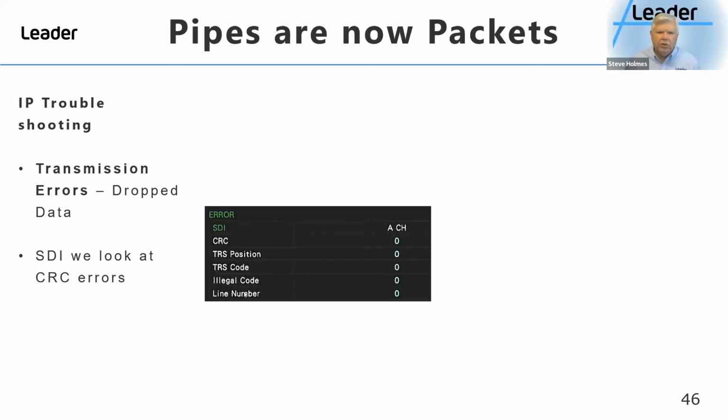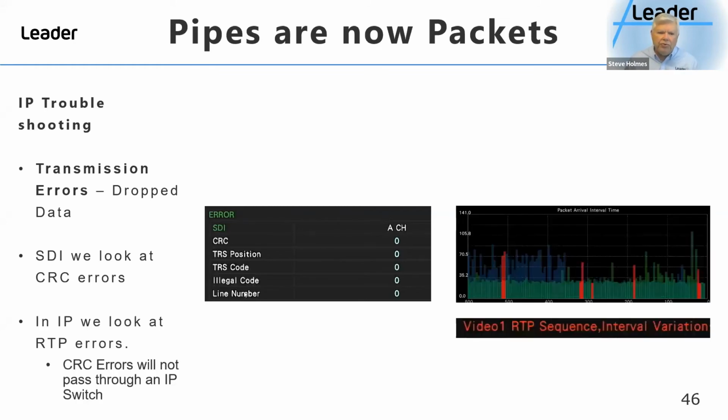Okay. So in SDI, we are used to looking at CRC errors at a receiver location to know that packets are being dropped because the I pattern is completely gone, typically at the end of the cable run. And then the TRS, the EAV, SAV locations, their code values, line numbers, we would look at all of those entities.